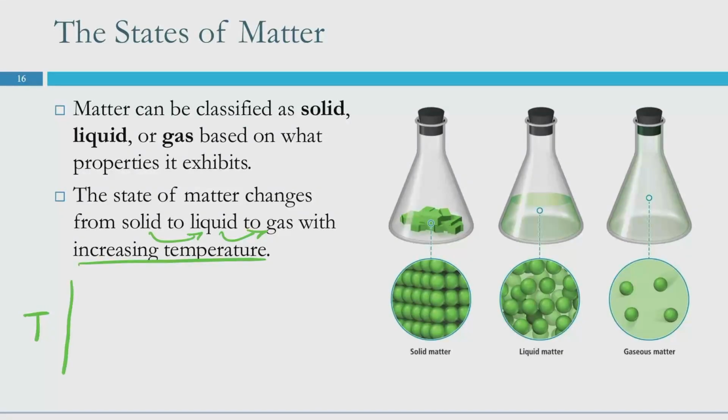If we have a little graph with just temperature as our axis, our lowest energy or lowest temperature phase of matter is our solid. If you heat something up from a solid, it becomes a liquid. If you heat something up from a liquid, eventually it becomes a gas.